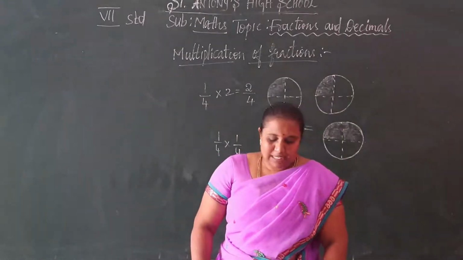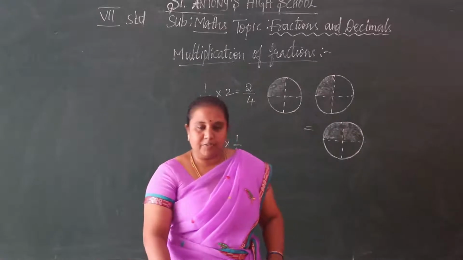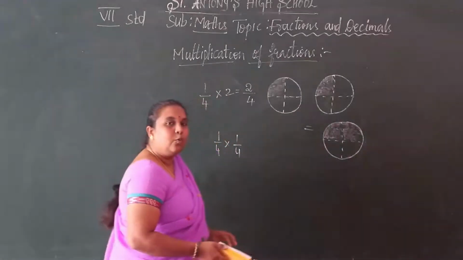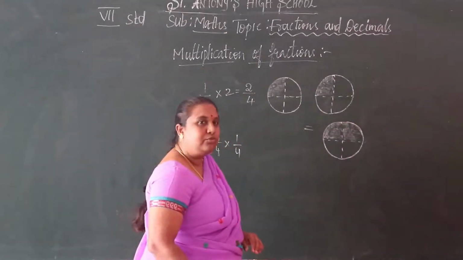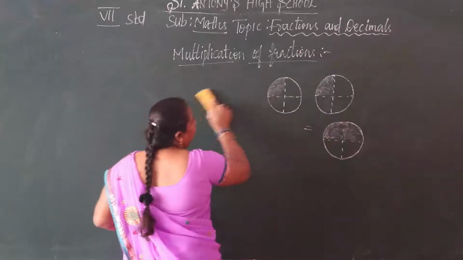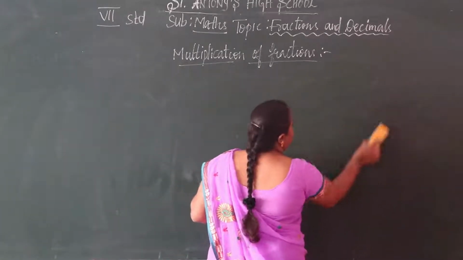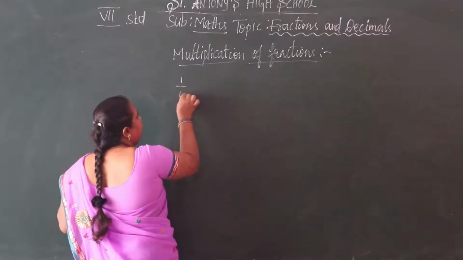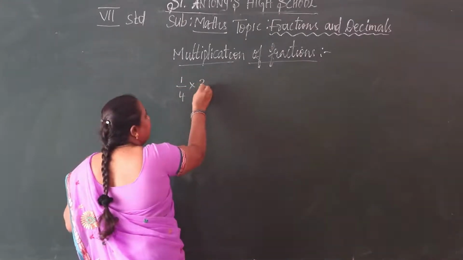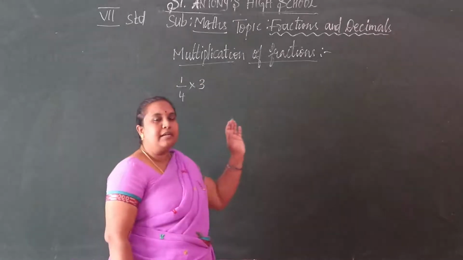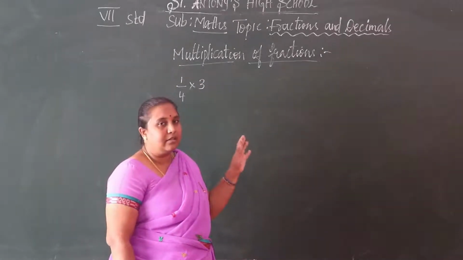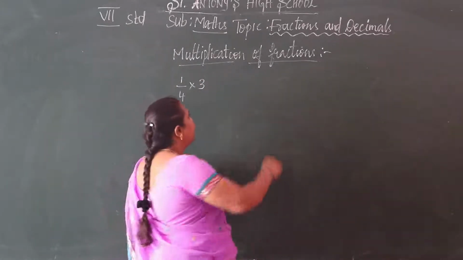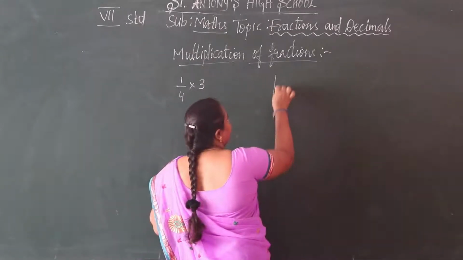Okay, so now let us see one more example here. That is 1 by 4 into 3. So next example, 1 by 4 into 3. Now let us take here a square.